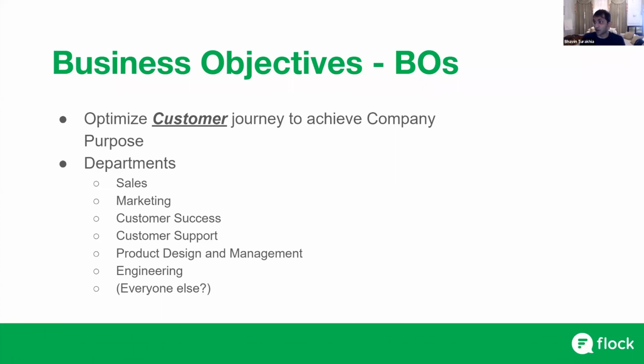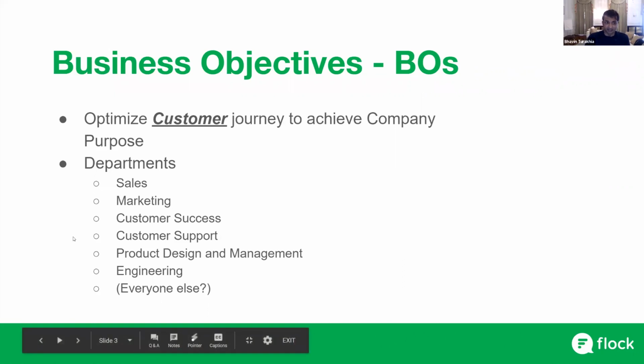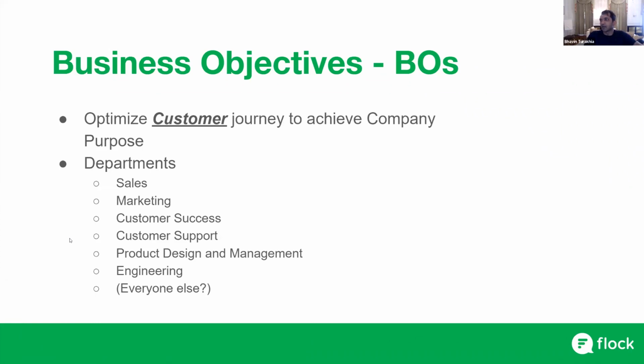A lot of our objectives, in fact a larger majority of our objectives, are going to end up being business objectives. And business objectives follow one dominant principle, which is that business objectives are around optimizing customer journeys to achieve the company purpose. Typically, the first level of responsibility would be sales, marketing, customer success, customer support, product design and management, and engineering.